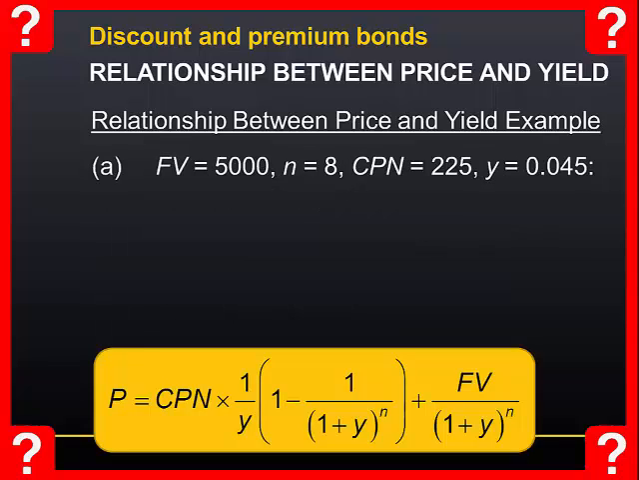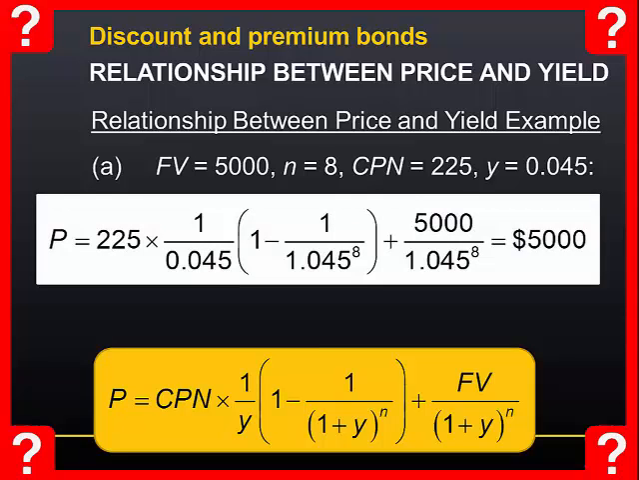This is the formula we need. We have a face value of $5,000 and 8 periods to maturity. The coupon rate of 9% hasn't changed, so the coupon amount is still $225. And if the annual yield is 9%, the value of y in the formula is 4.5%, or 0.045. What is the price of this bond? The answer is $5,000.